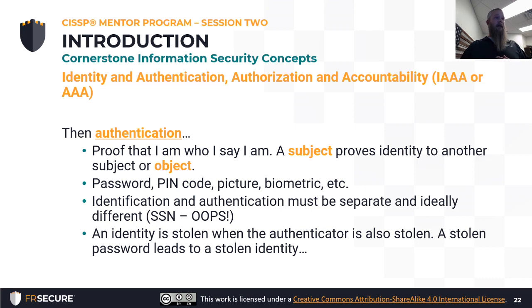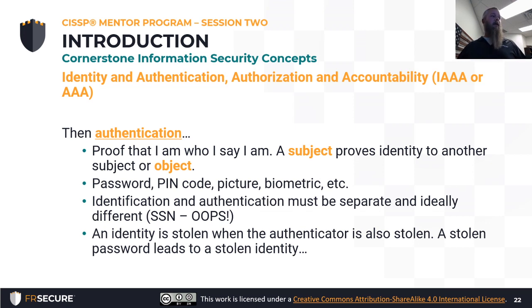Proof that I am who I say I am. A subject proves identity to another subject or object. Examples: passwords, PIN codes, pictures, biometrics. We'll get into biometrics. Like a fingerprint scan, a retina scan, facial recognition. All those things are biometrics. Identification and authentication must be separate and ideally different. And I put the Social Security number there because we used to use it a lot more often as an identifier and an authenticator.